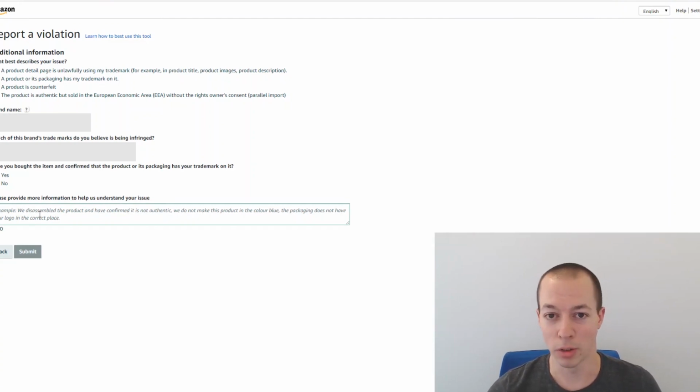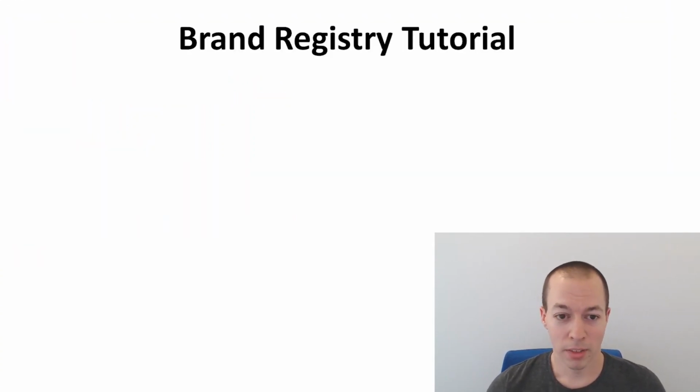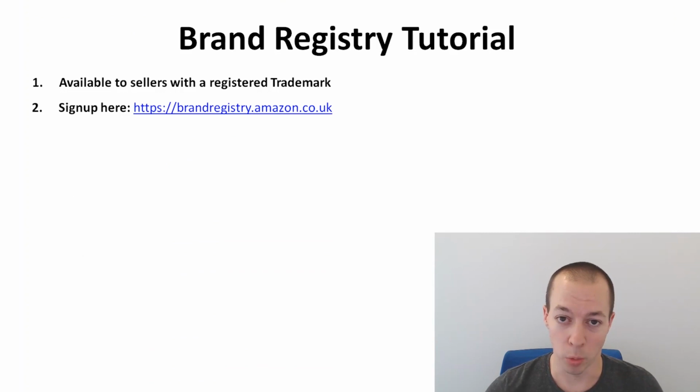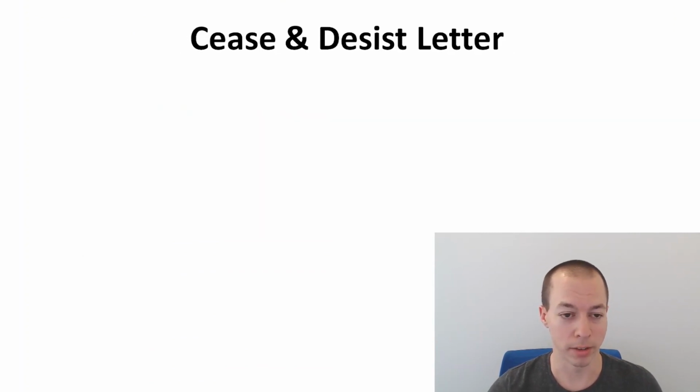So you send that through to Amazon, and then they'll come back hopefully a half hour later and say, yes, we've removed that seller. So that's how you use the brand registry. Like I say, it's available to sellers that are registered with a trademark, and that's a link to sign up once you have got that trademark in place.